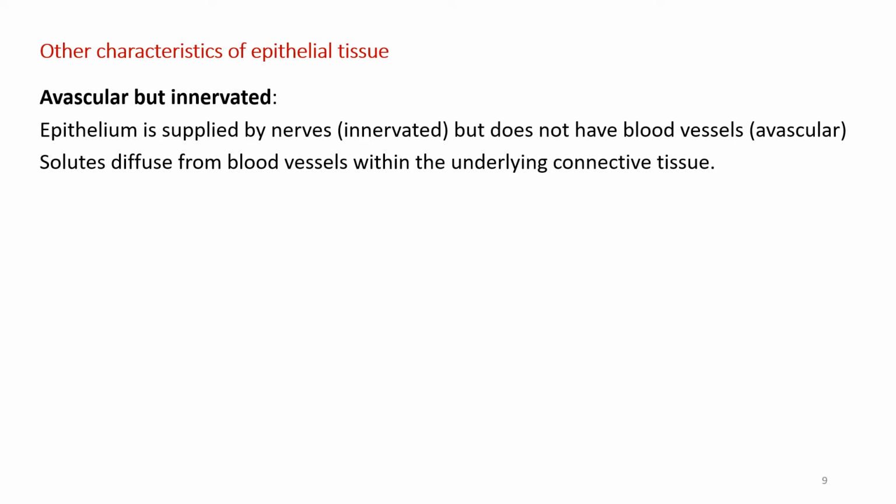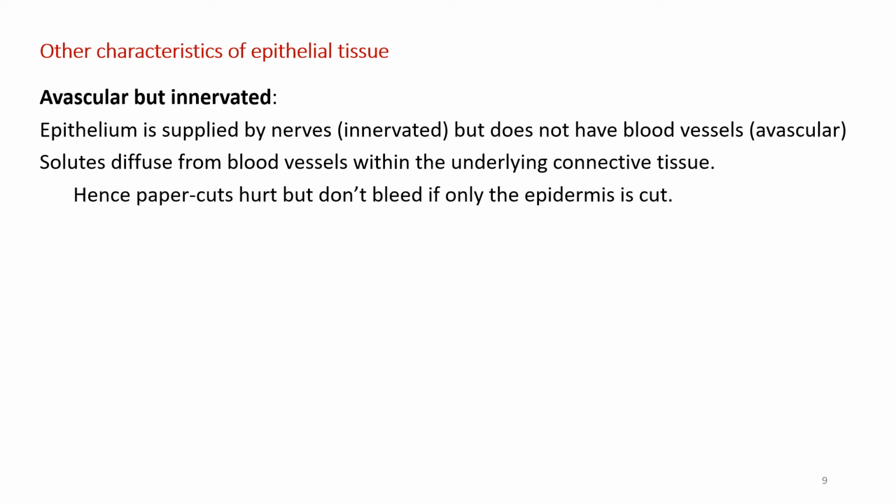So it's supplied by nerves, innervated, but it doesn't have blood vessels. It is avascular. In terms of solutes, because of course epithelial cells still need nutrients, oxygen, etc., those solutes diffuse from blood vessels within the underlying connective tissue. As we said, hence paper cuts hurt because of the innervation, but they don't bleed because epithelial tissue is avascular.